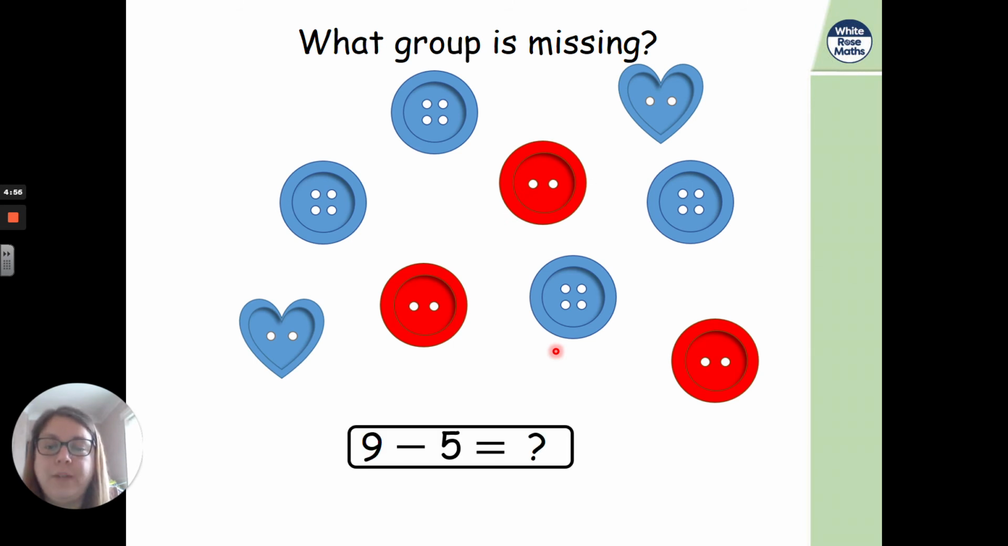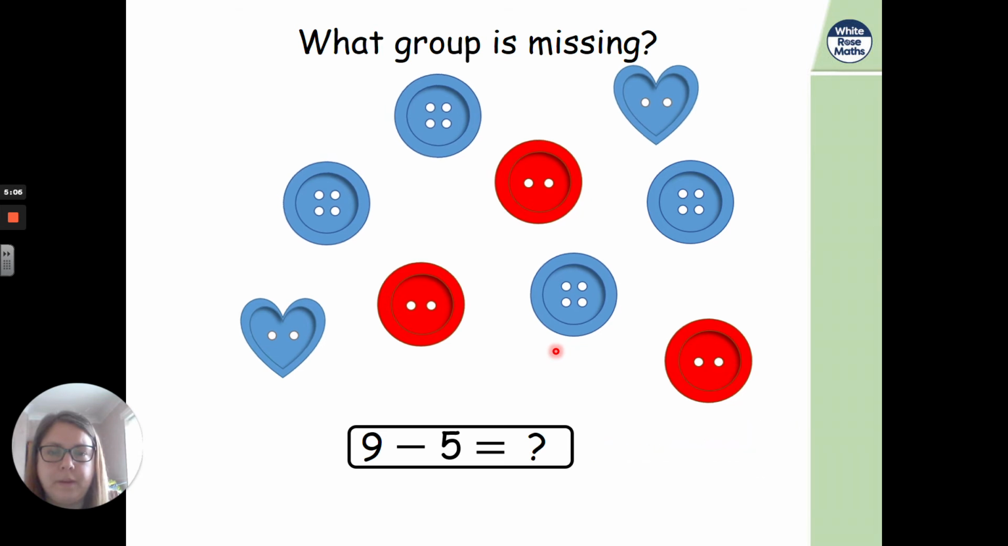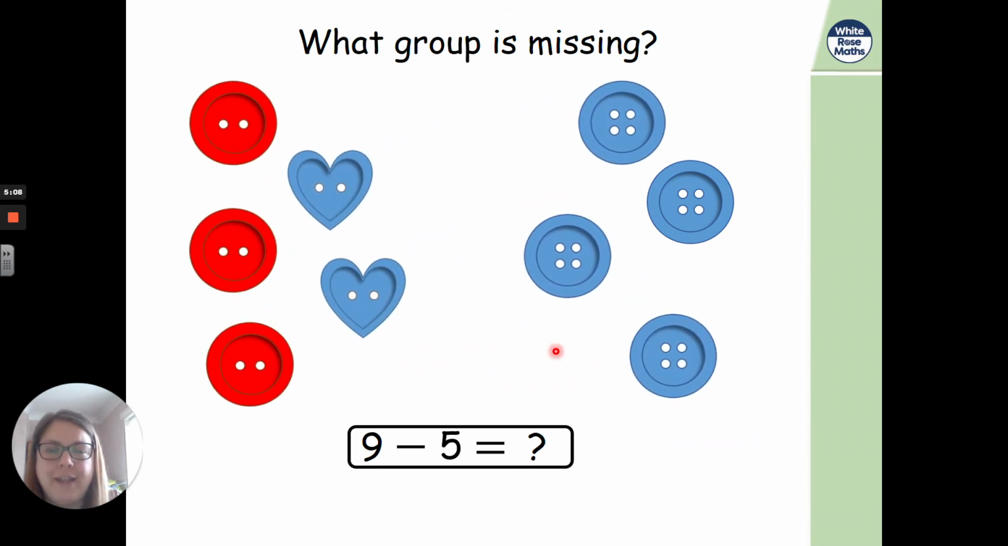So we're going to do 9 take away 5 this time. I wonder which group it's going to be. Have a little think. What could it be? Let's have a look. I'll show you. It is with how many holes they've got in the buttons. So these ones have only got 2 in. These ones have got 4 in.